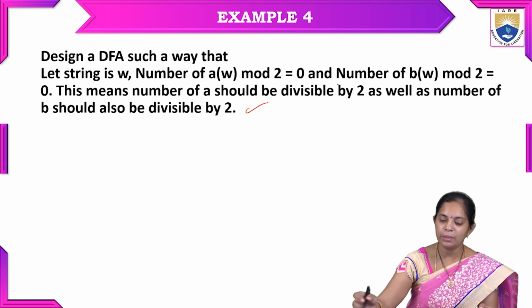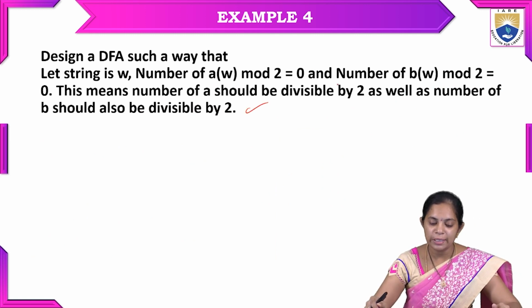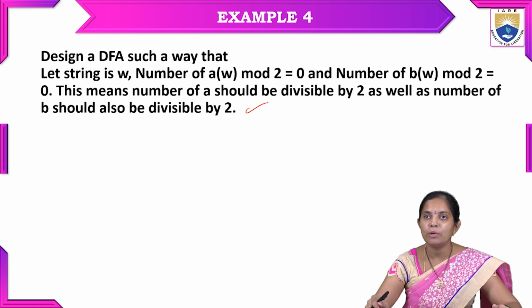And one more example. Here the number of A's in the word mod 2 is equal to 0 and the number of B's mod 2 is equal to 0.